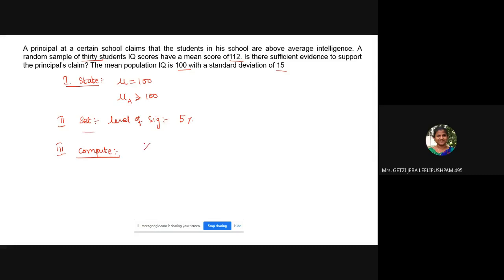It is said that x minus mu divided by sigma divided by root n. What is that x? X is 112, the sample mean, minus population mean, divided by standard deviation divided by root 30. 30 samples were taken. So now when computing this, you will get the value 4.56. Okay, the value is 4.56.